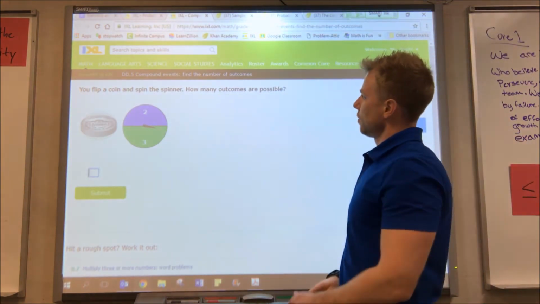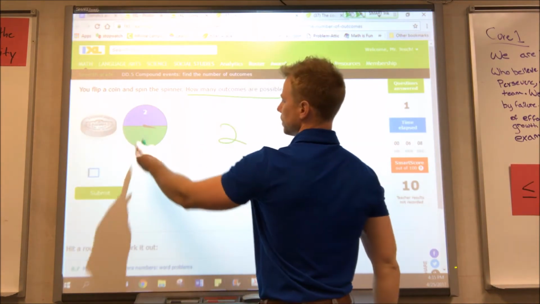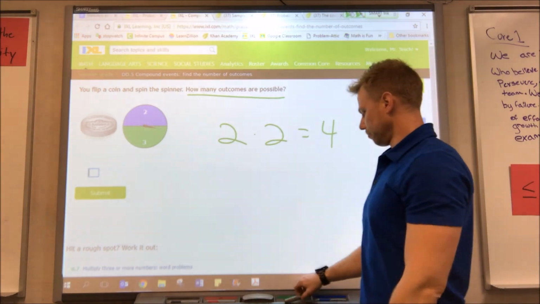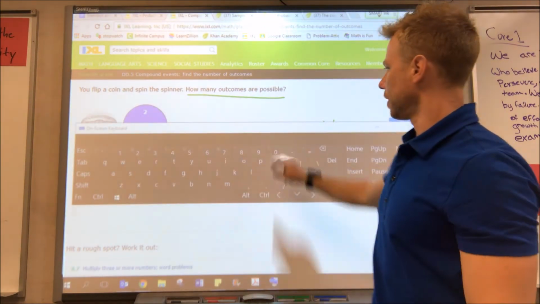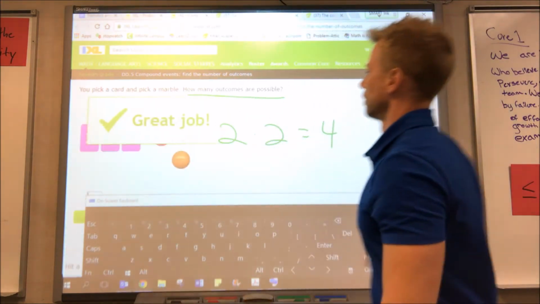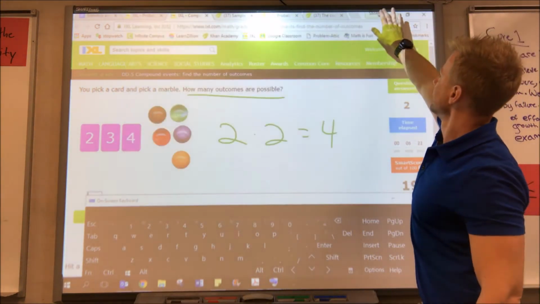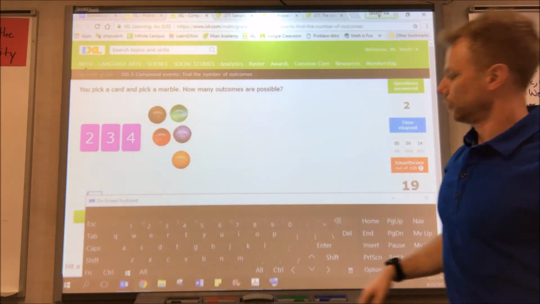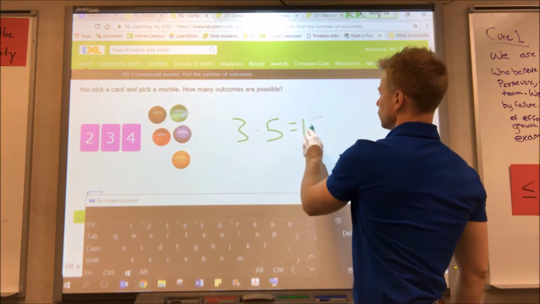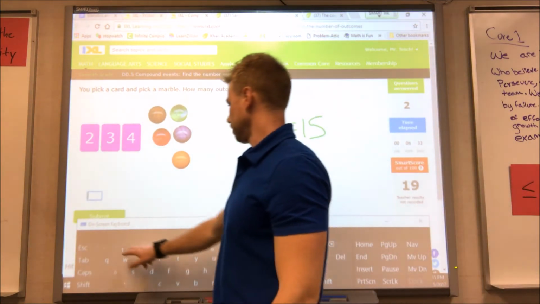Good. Here it says how many outcomes are possible. So again, we'll multiply. A coin has 2 sides. The spinner has 2. Multiply those together. We get 4. So there's 4 possible outcomes. And on this one, we have 3 cards. We have 5 marbles. Multiply those together. We get 15 different outcomes possible.